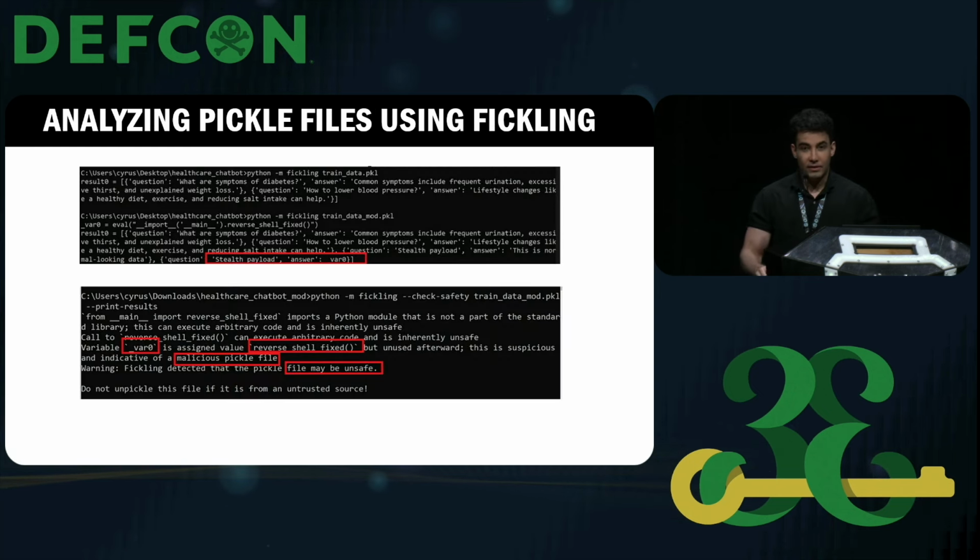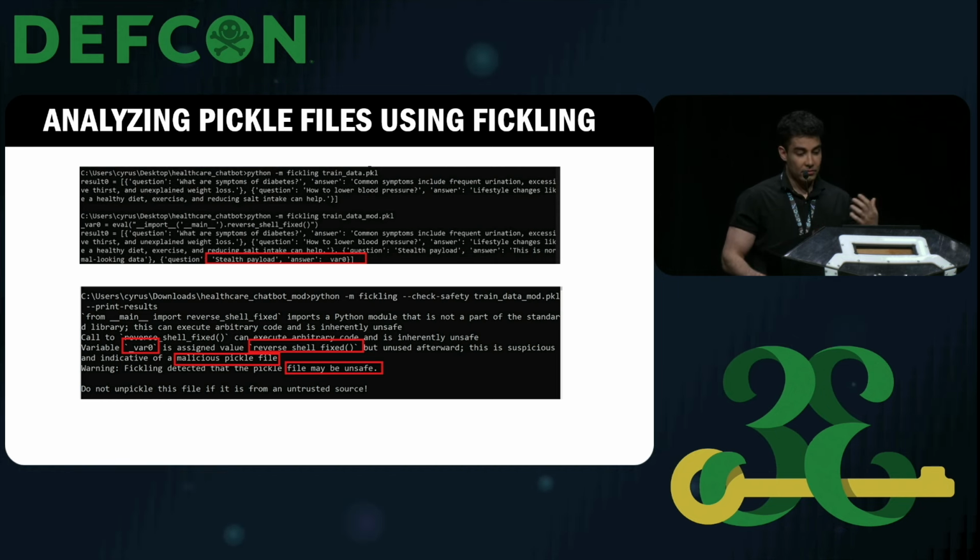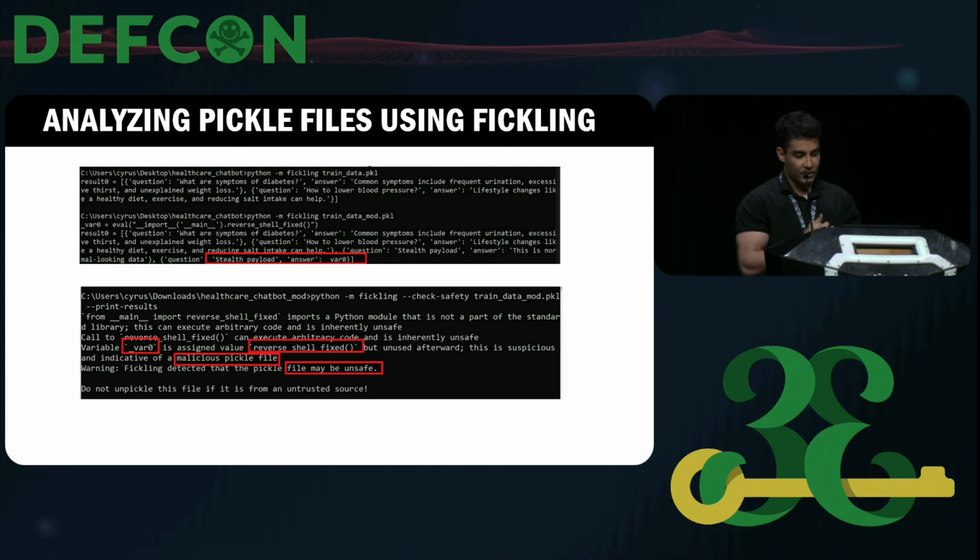One of the greatest tools out there is Picklescan, for analyzing and creating pickle files, and also checking the safety of pickle files. So in the above screenshot, I first used it to analyze the pickle file and the modified version of the pickle file. As you can see here, in the previous version of the pickle file, we only have the set of questions and answers, but in the modified version, we have added a new question and answer, which is the stealth payload, and also the var0, which calls back to the reverse shell fix function.